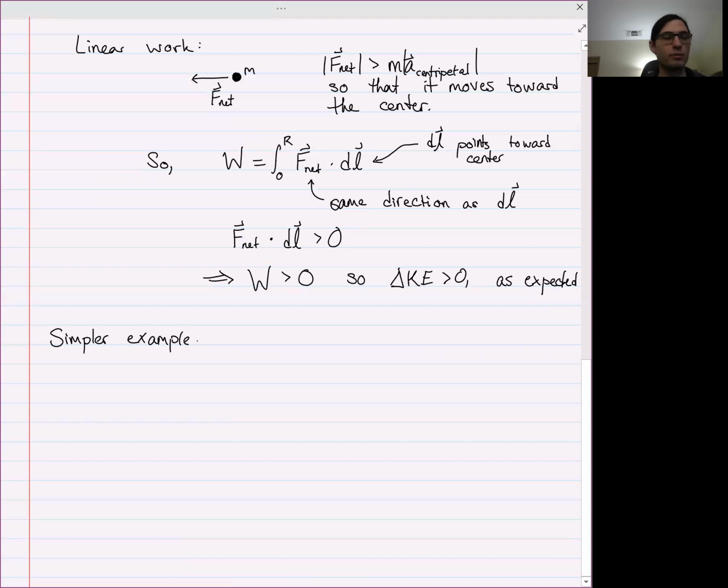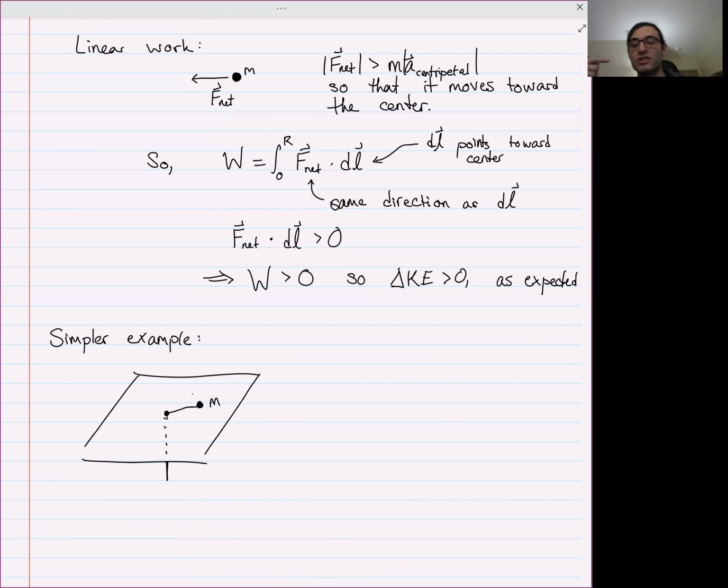So a simpler example is, imagine you just have a table with a hole in the middle. And through that hole, you put a string, and the string comes out. And you just tie a rock to the end, some mass m. And imagine it's frictionless and all that business. And you just start that mass going around in a circle.